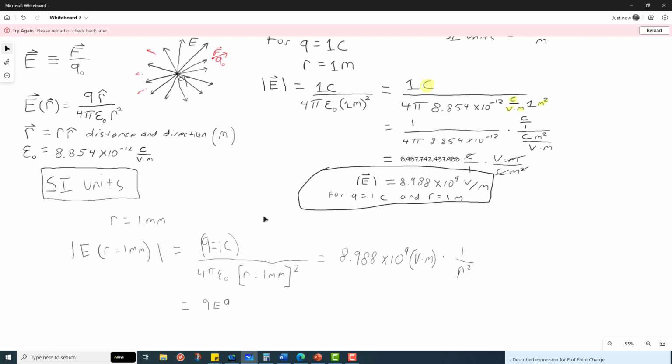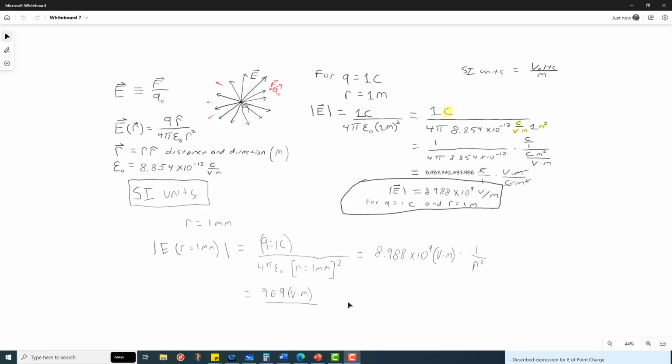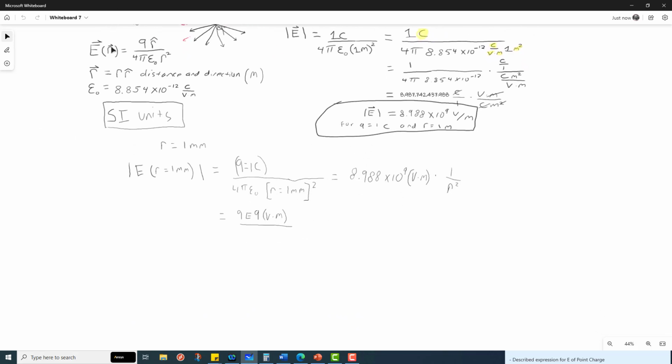Some of you in class had actually brought this up. So we'll say 9E9 is a single constant, volt meters. And now this is divided by r squared. Let me make a little more room. We want to make sure that this is in meters and not millimeters, so let me put the brackets so we don't forget. This is something that we're squaring, so I'll just leave it here.